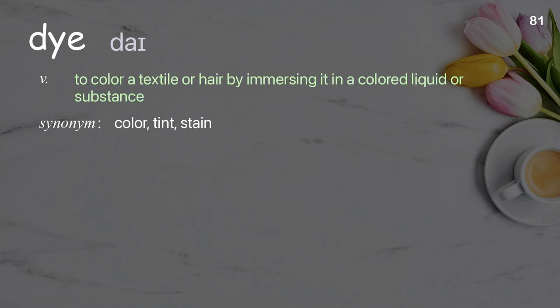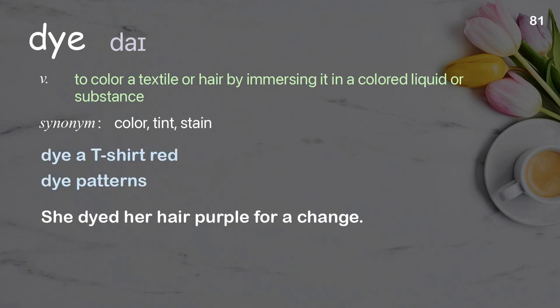Dye. To color a textile or hair by immersing it in a colored liquid or substance. Examples: dye a t-shirt red. Dye patterns. She dyed her hair purple for a change.